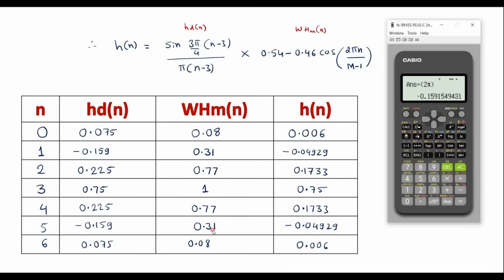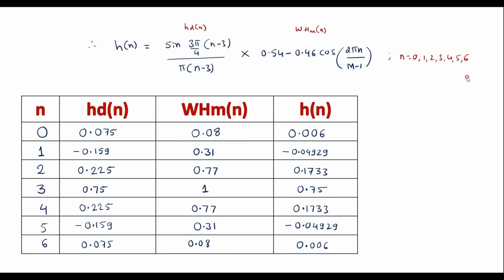Therefore here also it is symmetric, that is the value will be 0.31. We'll verify, that is 0.54 minus 0.46. We have cos, n is equal to 5, means 10 pi by 6. The result will be 0.31, and multiplication of these two will be this one. So this is the h of n values. So here these h of n are the filter coefficients.